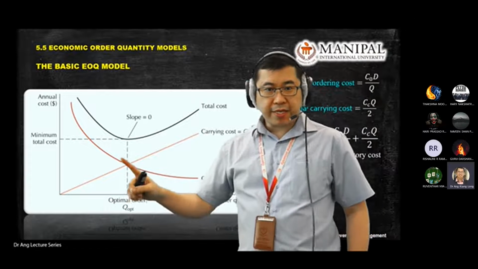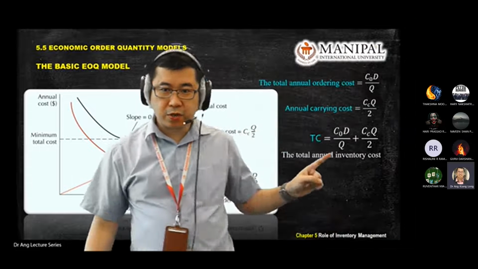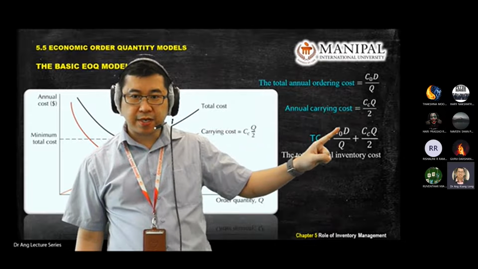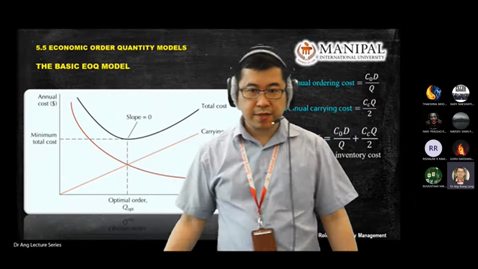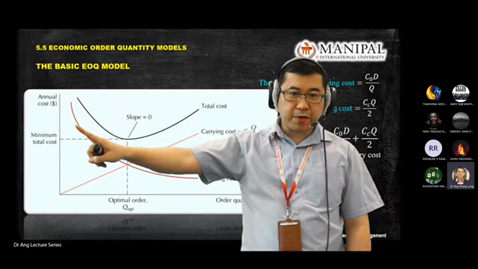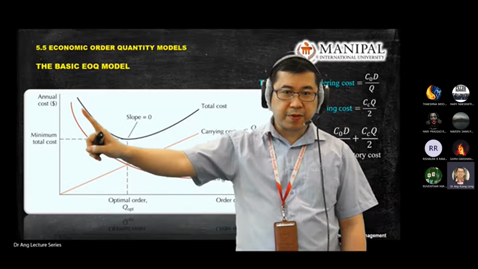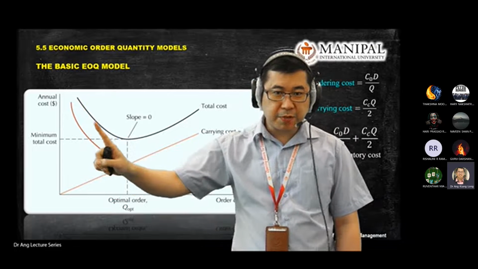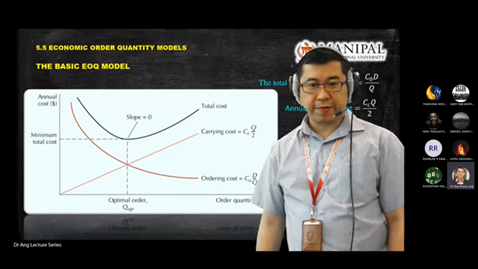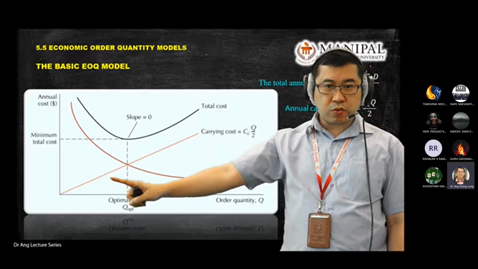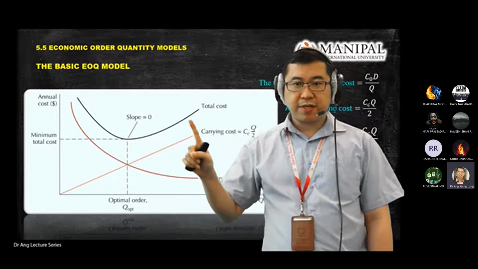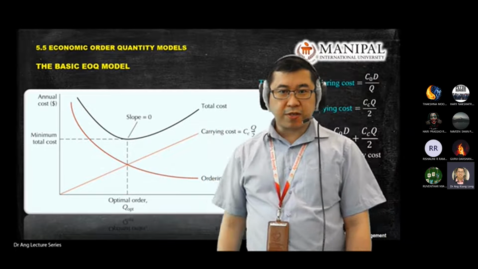So you combine these two lines because your total cost is ordering cost plus carrying cost, right? This one plus this one. So how do you get this point? You pick this point plus this point, you get this point. How you get this point? Again, pick one point here, add these two points together, you get this point. So the combination of these two line values, you get a smiling face curve, the total cost curve.